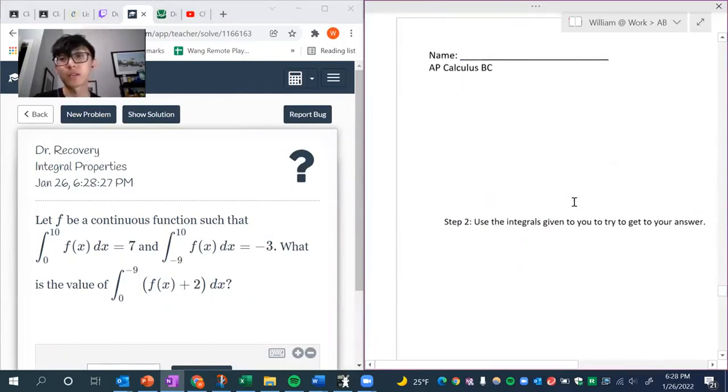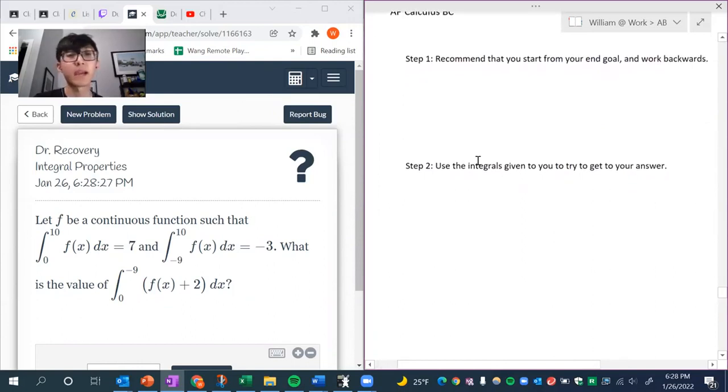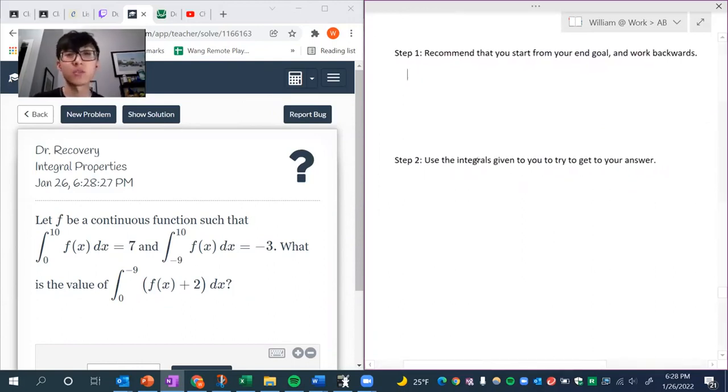let's start again. So, first things first, what is my end goal? Where am I trying to get to? Well, I'm trying to get to the integral, apparently, from 0 to negative 9 of f of x plus 2 dx. Right. Excellent. So this one's probably one of the harder ones, just because I see this weird thing that's going on with this integral. So let's use the integrals that are given to us to try to find my answer.